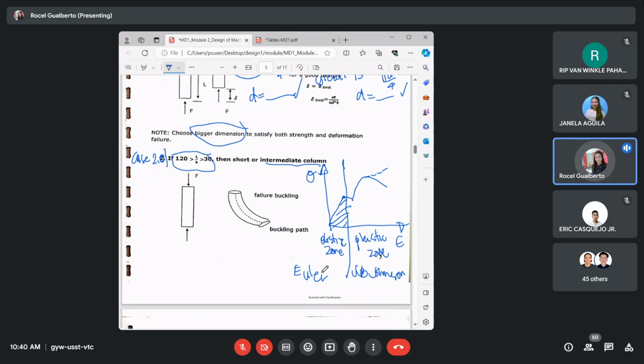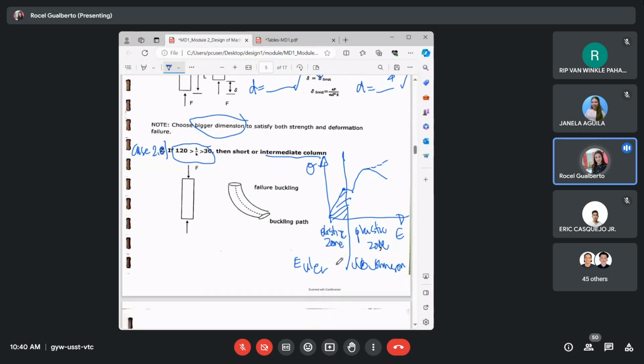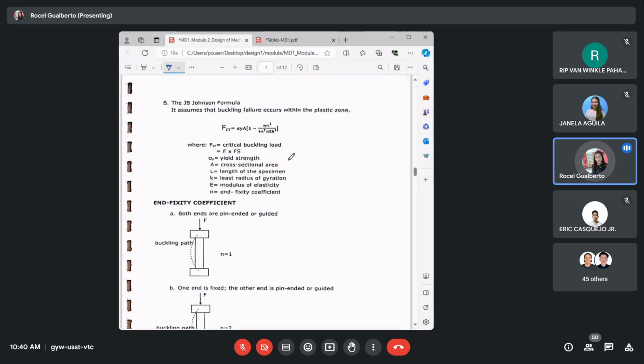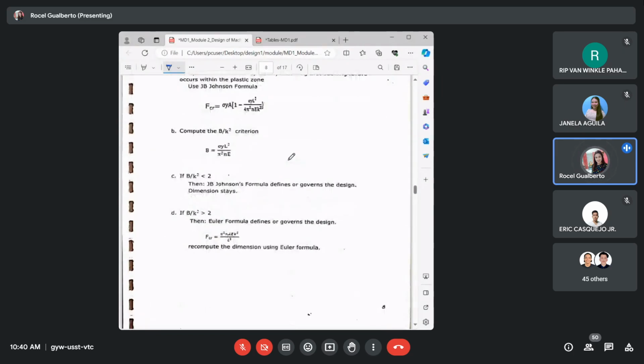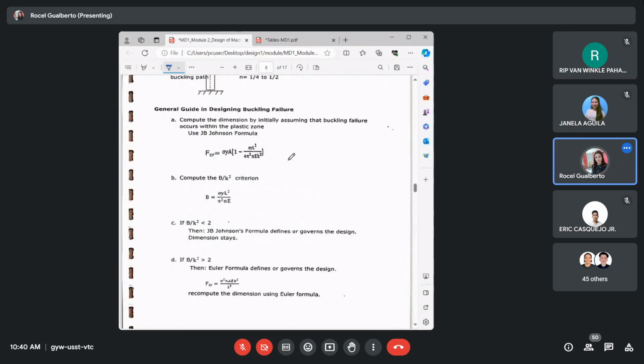So ito pong dalawa, the Euler at saka po yung J.B. Johnson, these are your two theories of failure. So how do we design these members under intermediate column? Paano po ba siya i-design? So we start with general guide. Ari po, page 8. General guide in buckling. In designing a buckling failure. Ari po yung susundin natin if we have an intermediate column.